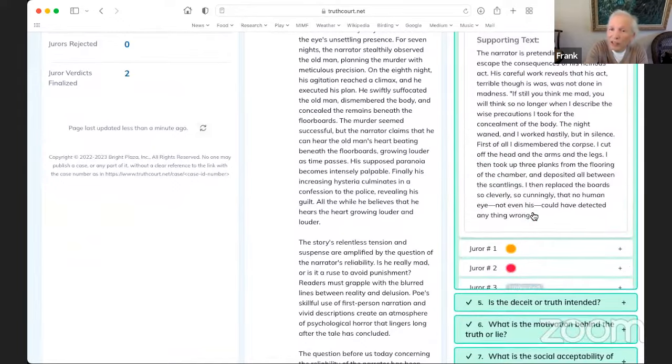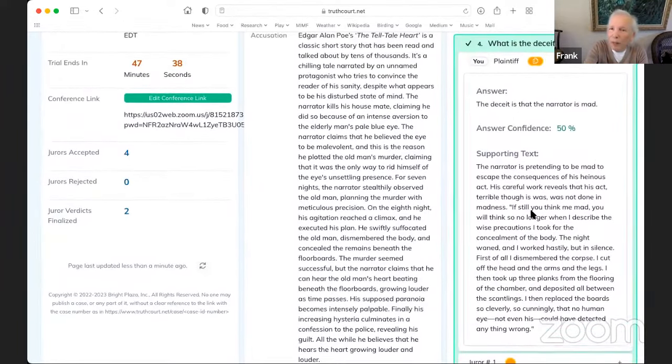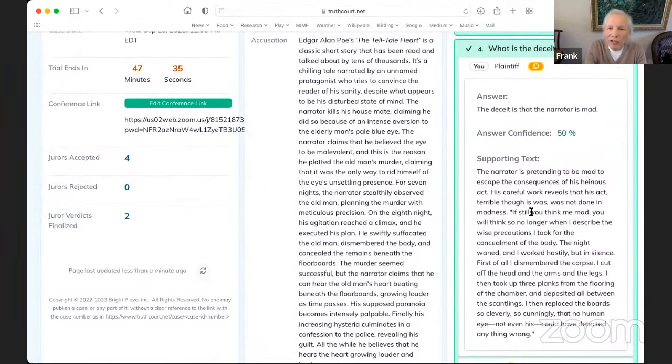What is the deceit in this lie? Well, the deceit, the way I see it, is that the narrator is mad. I don't think he is. I think he's perfectly sane.